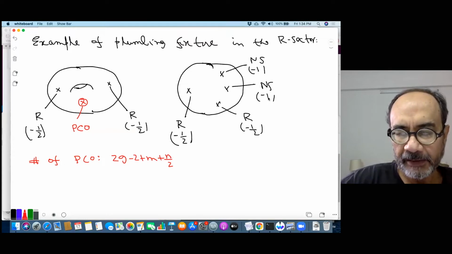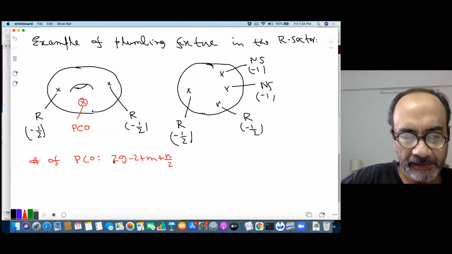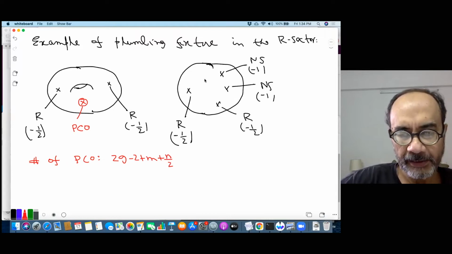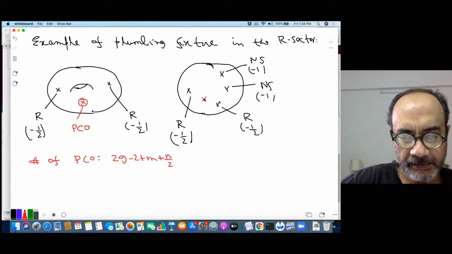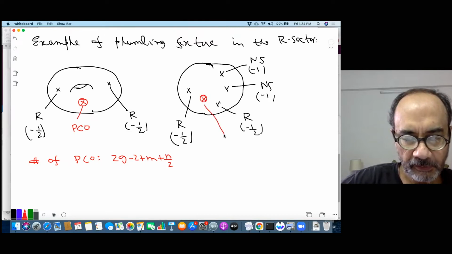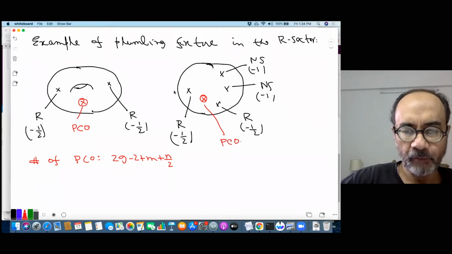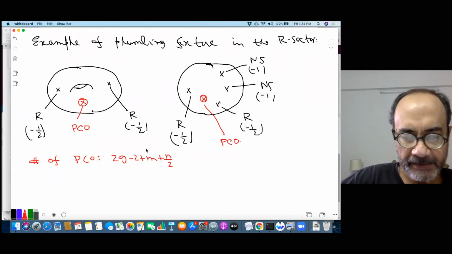Here, we have altogether G is 0, so -2, and then you have 2 Neveu-Schwarz, so that's +2, and you have 2 Ramond, so that's +1. So again, we need 1 PCO here. Let's call this a PCO. And now, of course, everything matches.